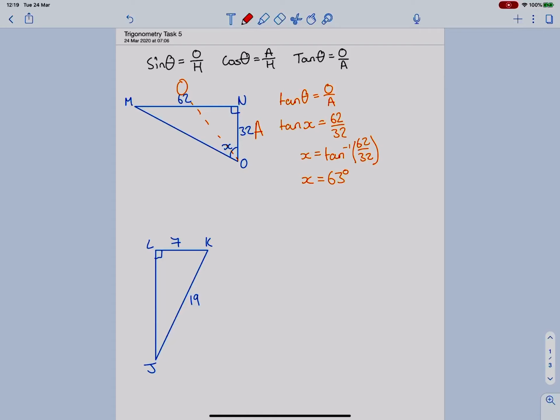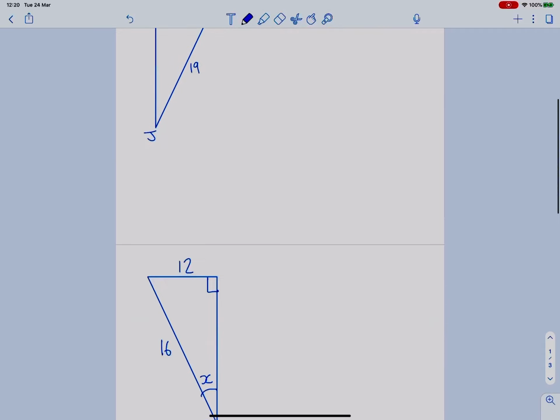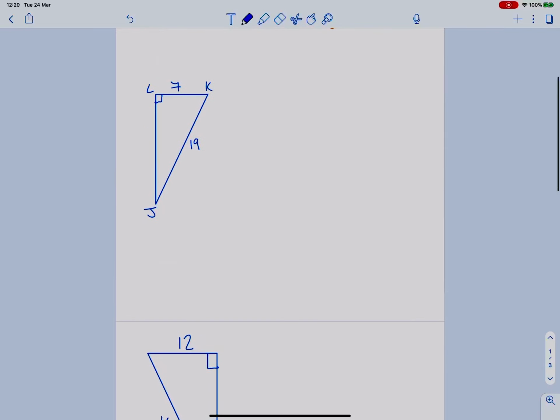Okay? It's actually a little bit easier. It's just that one idea of tan becoming an inverse tan when it moves to the other side of the equals. Okay, so for this one here, I haven't actually labelled what x is going to be. Let's say x is going to be this angle here.